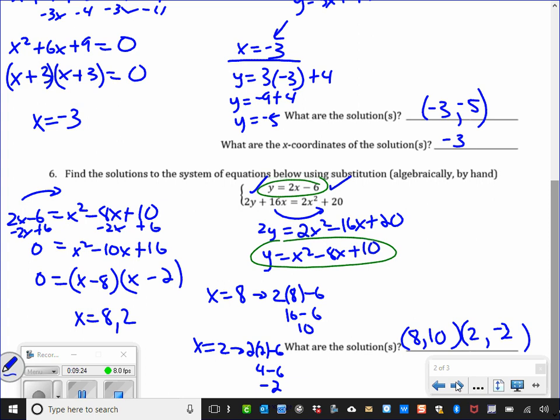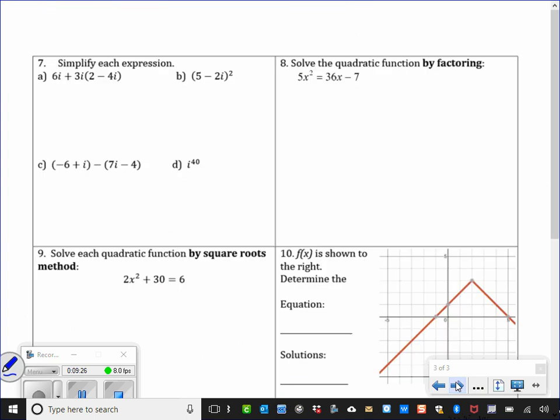All right, moving on to the last page here. These are some old problems. I'm going to do these out, but I'm also going to show you on the calculator. So here, I would keep the 6i. I'd multi-distribute here, so plus 6i minus 12i squared. So that's 12i minus 12i squared. So i squared, remember, is negative 1. So that's 12i minus 12 times negative 1. So that's 12i plus 12.